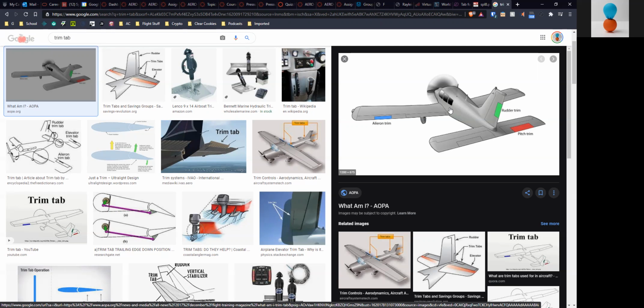And that's more common on newer things because you basically do need a computer to do that. But that's actually how our trim systems work on our planes, because they're flown through an electronic system.